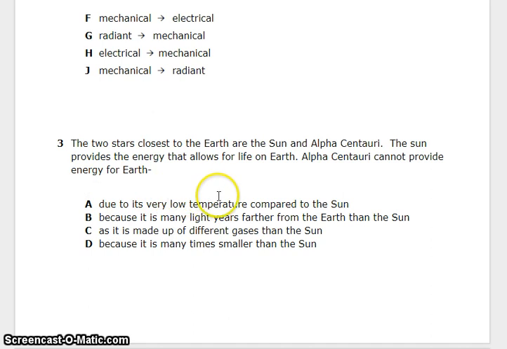Due to its very low temperature compared to the Sun. B. Because it is many light years farther from the Earth than the Sun. C. As it makes up different gases than the Sun. Or D. Because it is many times smaller than the Sun.